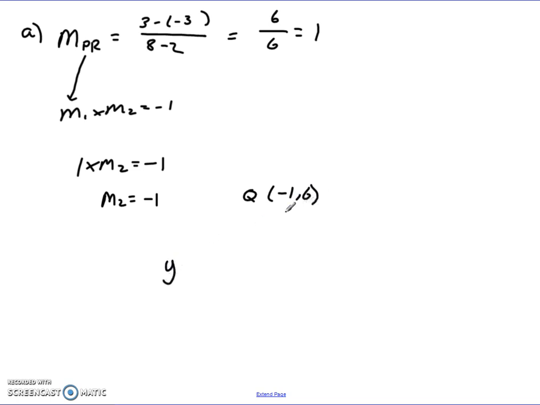I know y minus b equals m times (x minus a), so in this case y minus 6 equals -1 times (x minus -1), which is x plus 1. Multiply it out and we get a form of our equation of the line. We would end up with y equals -x minus 1 plus 6, so y equals -x plus 5, or again, we could write it as y plus x minus 5 equals 0. So there you go, there's the first part. That's the equation of our altitude, QS.